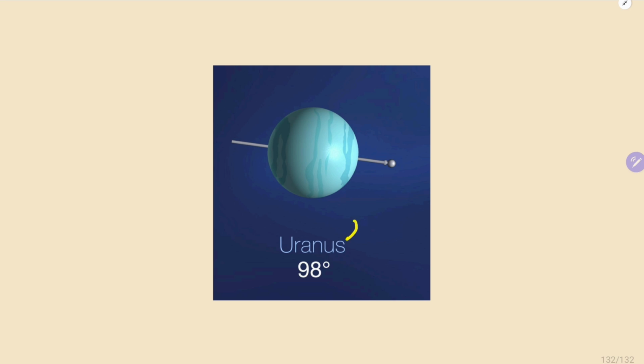Another interesting fact about Uranus is that it rotates on its side because its axial tilt is about 98 degrees. Due to this, it appears to roll along its orbit rather than spin upright like the other planets.